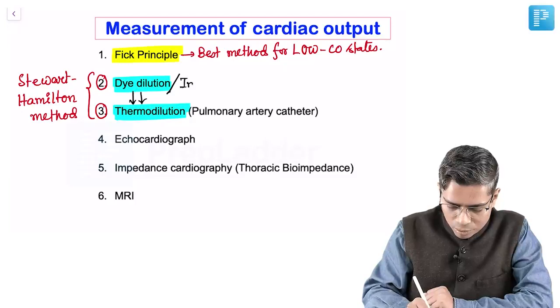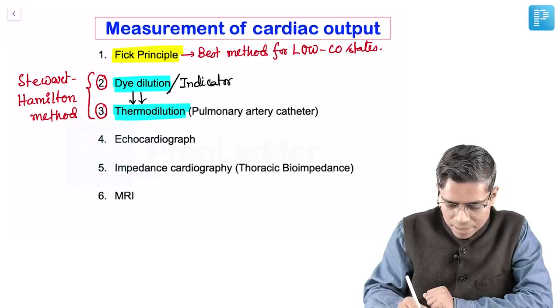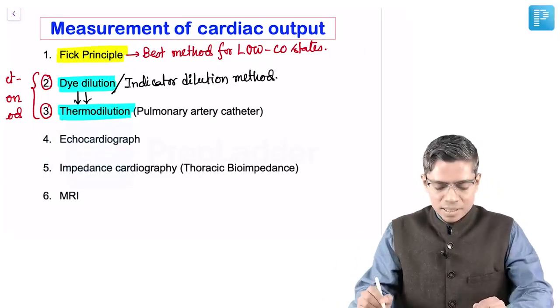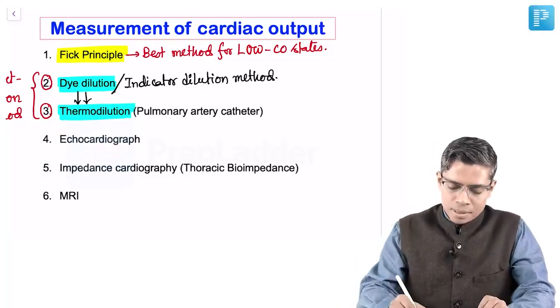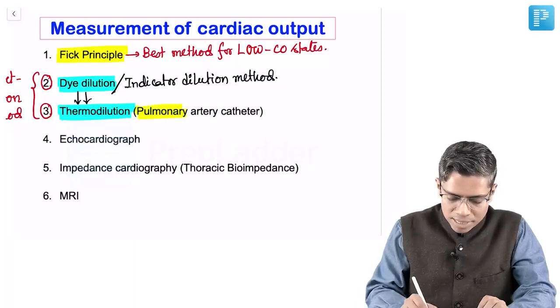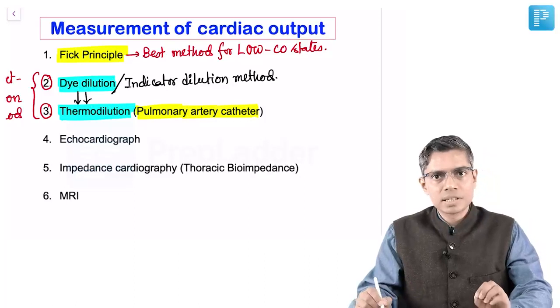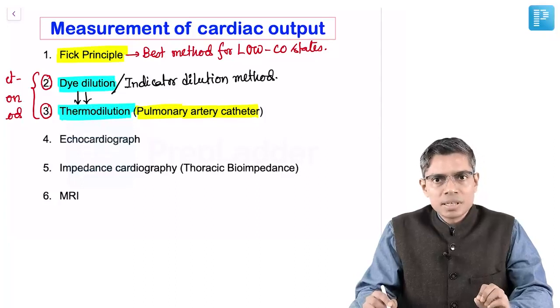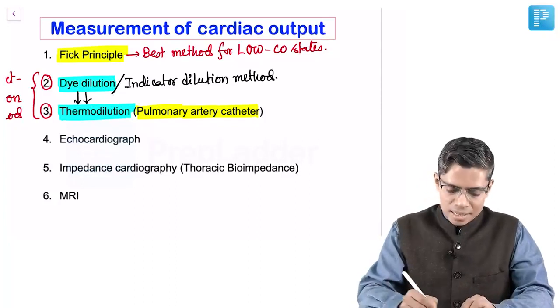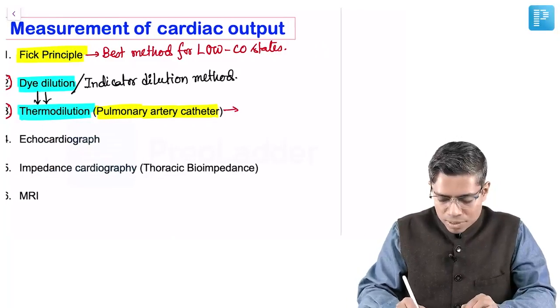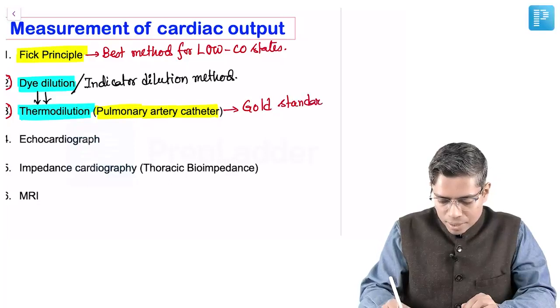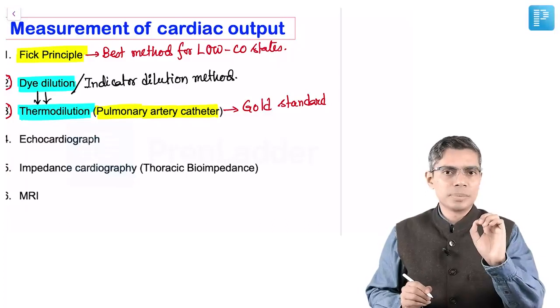Dye dilution method is also known as indicator dilution method, right? So this method is the older version. It has been replaced by the newer version, that is the thermodilution method. For thermodilution method, you have to insert one catheter at the level of pulmonary artery. I will tell you the method, just hold on. That's why thermodilution method is also known as pulmonary artery catheter method. And remember, this is the gold standard method for cardiac output measurement. Am I clear?